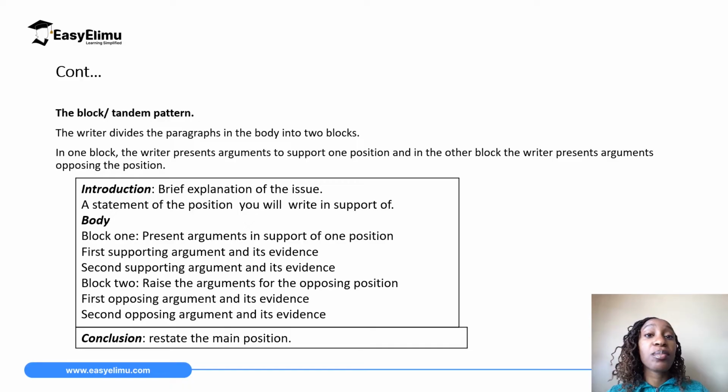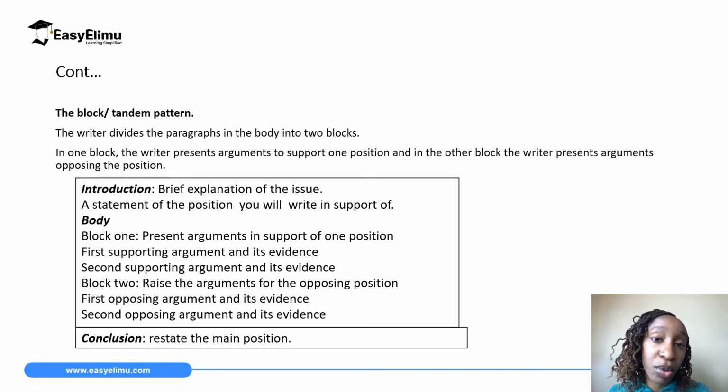So the first pattern or the first approach you can use is the block or tandem pattern. And this is where you divide the paragraphs into two blocks. So this is what I mean. When you start writing your essay, you will start with the introduction. You will introduce the subject or the topic, and then state your position, state what you stand for in that topic. And that will be it for the introduction.